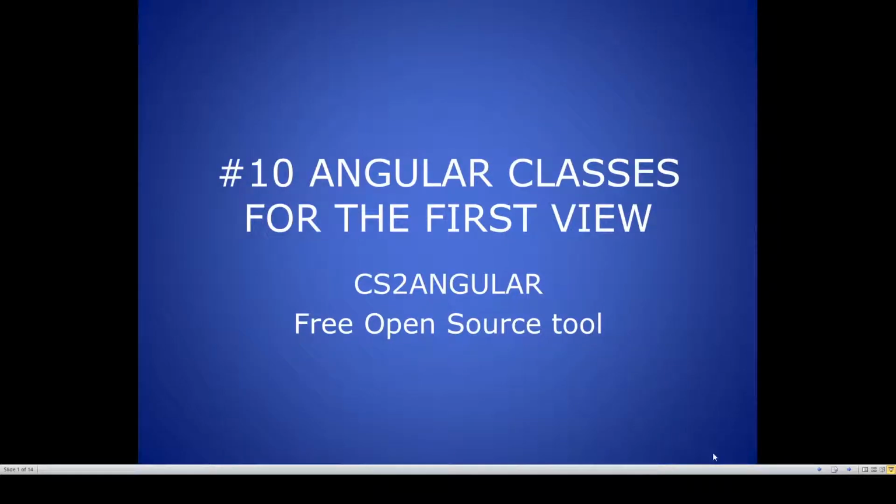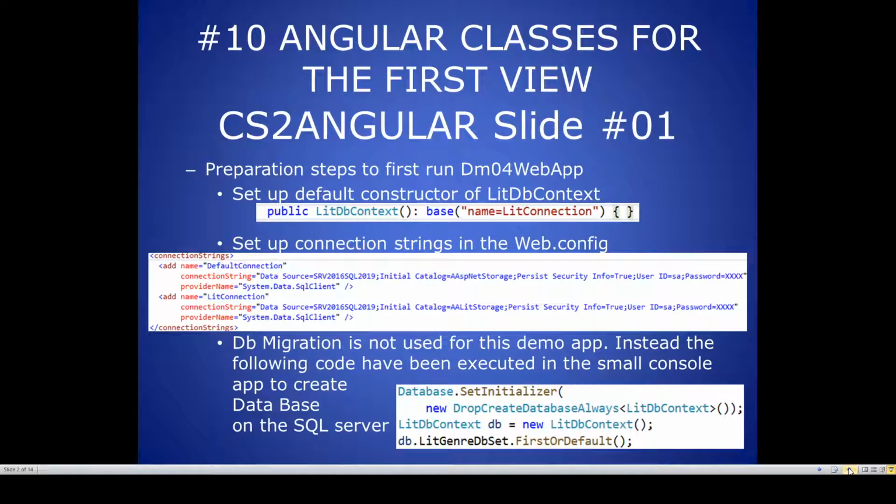Angular classes for the first view. Slide number 1. Preparation steps to first run DM04 web app. Set up default constructor of litDB context as it is shown on the slide. Set up connection strings in the web.config as it is shown on the slide.